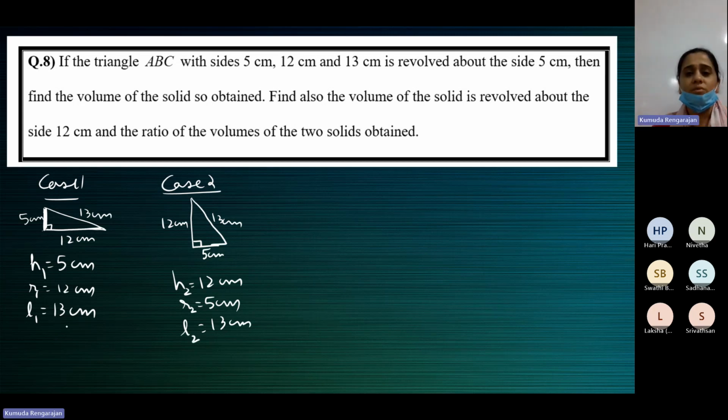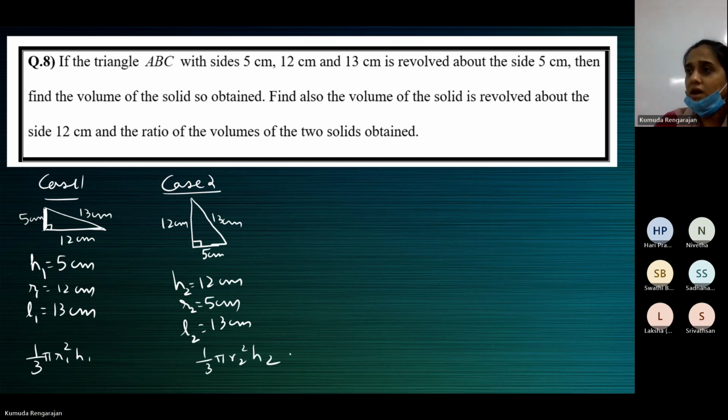So how do you find the volume? In both the cases, you'll have to find the volume. How do you find the volume? 1 by 3 pi R1 square H1 and 1 by 3 pi R2 square H2 will give you the volumes. Correct?